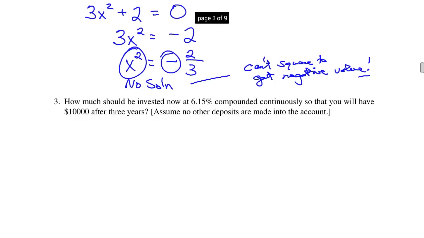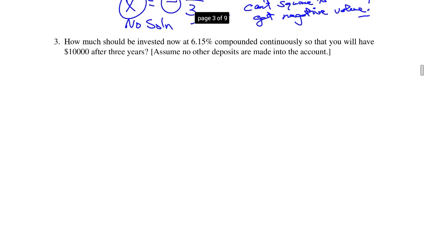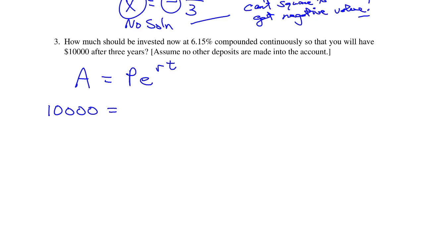Question 3. How much should be invested now at 6.15% compounded continuously so that you will have $10,000 after 3 years, and assume no other deposits are made into the account? So you need the PERT formula. A is equal to Pe to the rt. The amount that we want total is $10,000. We're looking for the principal to invest.